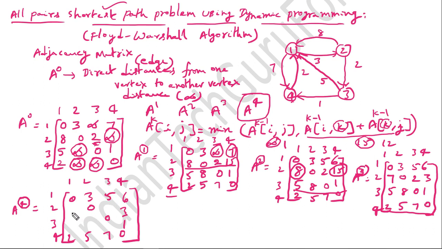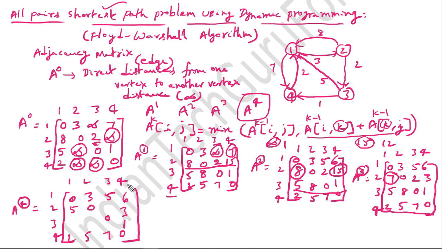Next, 2 to 1. 2 to 1 using intermediate node as 4. So 2 to 3, 3 to 4, 4 to 1 is there. So 2 to 3 is 2, 3 to 4 1, 4 to 1 2. 2 plus 1 3, 3 plus 2 5. So already what is there? Already 7 value is there. 7 must be replaced with 5.